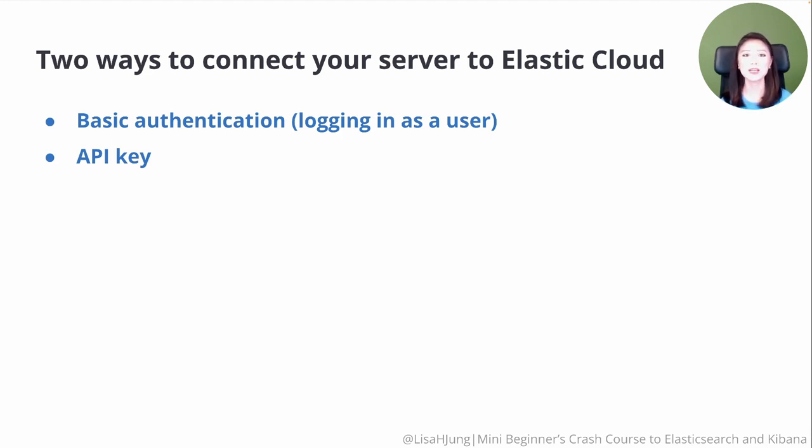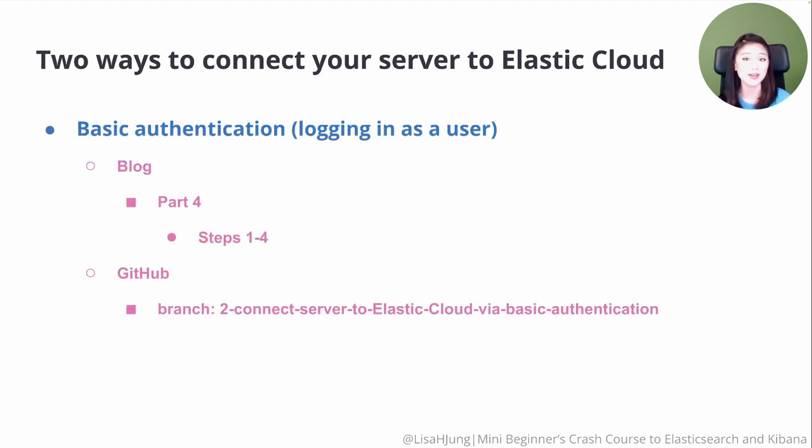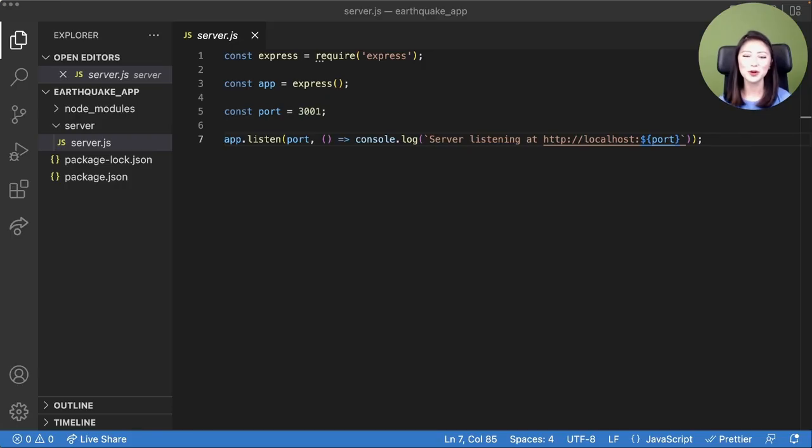Now, the code for connecting to Elastic Cloud using basic authentication is included in the blog part 4 or branch 2 of the GitHub repo. In episode 2, we created a project directory called the Earthquake app, and we built a Node.js server within it. I pulled up the project using my code editor. Next, we'll create a file where we'll store Elastic Cloud access credentials.